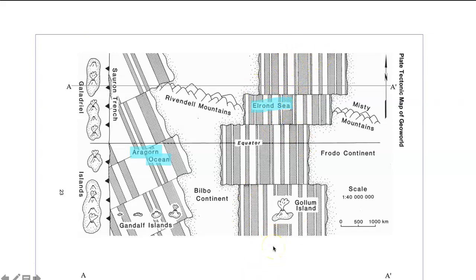And what you're seeing in the striped pattern are the isochrons from seafloor spreading. We then have another continent called the Bilbo continent. It has another set of mountains in it. And then we have an ocean called the Aragorn Ocean. And the Aragorn Ocean has some different kinds of islands in it, the Gandalf Islands, the Galadriel Islands, and it also has a trench called the Sorin Trench, which hopefully you know now, trenches are associated with subduction zones.